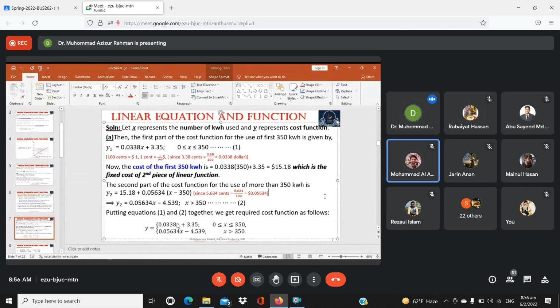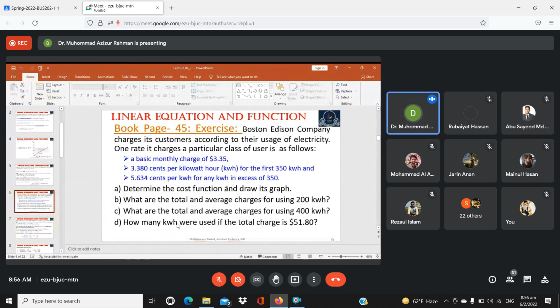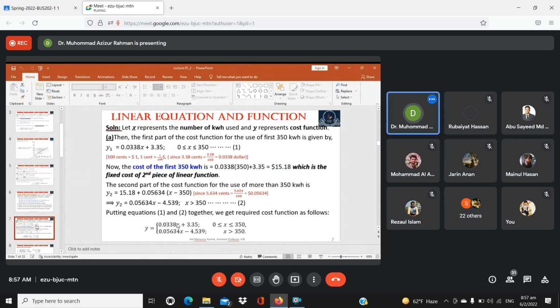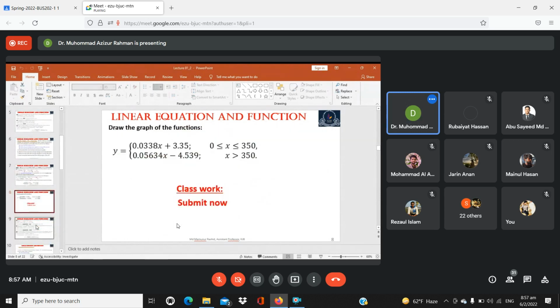So, first question, first part is done. Determine the cost function and draw its graph. So let's draw the graph. And you need to draw the graph. I'll ask you to draw the graph and submit it to me now.